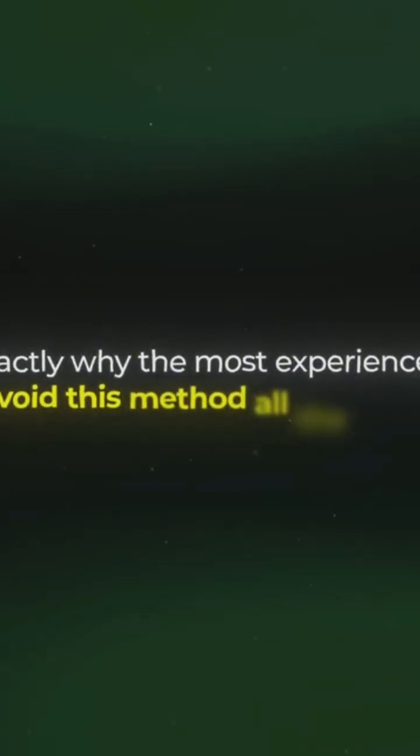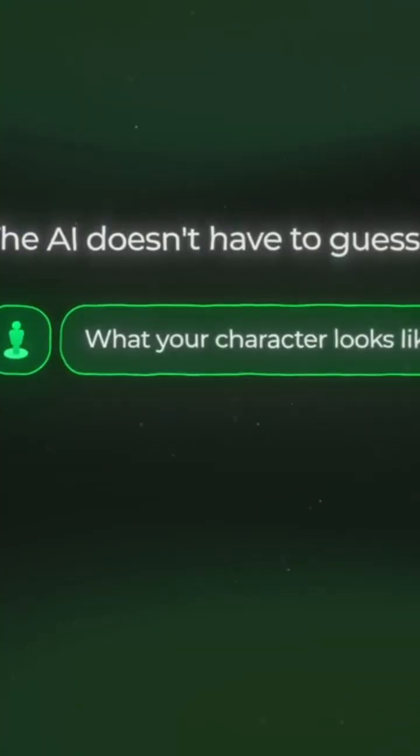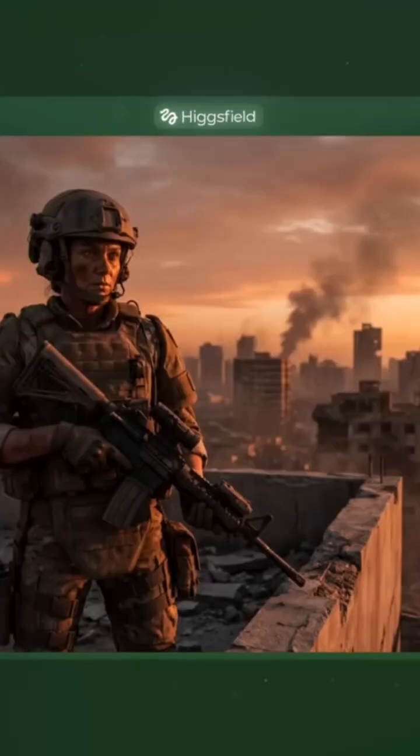And that's exactly why the most experienced AI creators avoid this method all the time. They always go with the second one, image to video. With image to video, you're showing the AI exactly what the first frame of your video needs to look like before it even starts generating. The model takes that image as a visual reference and builds on top of it. The AI doesn't have to guess what your character looks like or what the lighting should be because you've already locked them in. So if I take this image and add a simple prompt, I get this result.